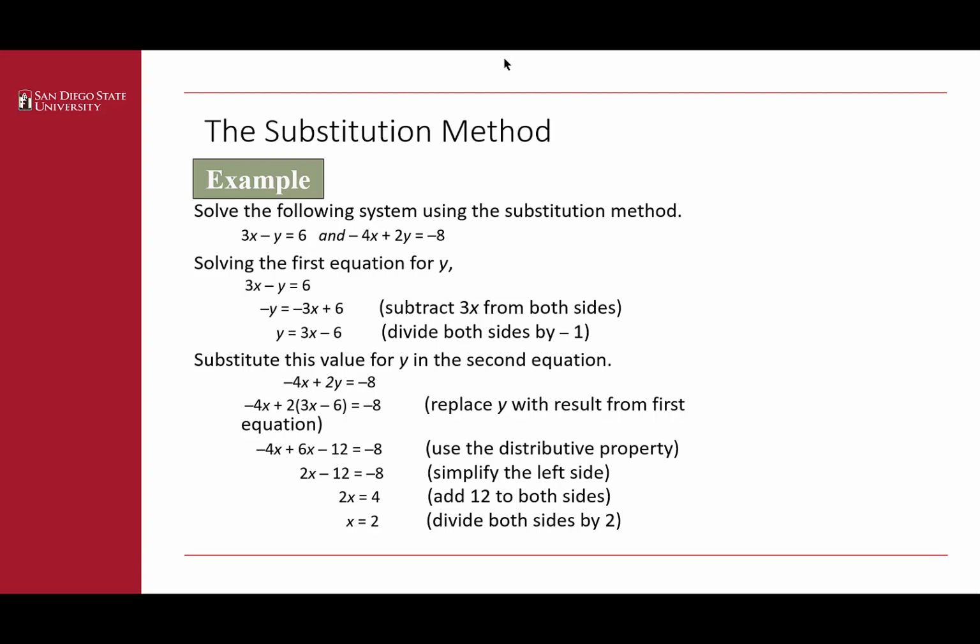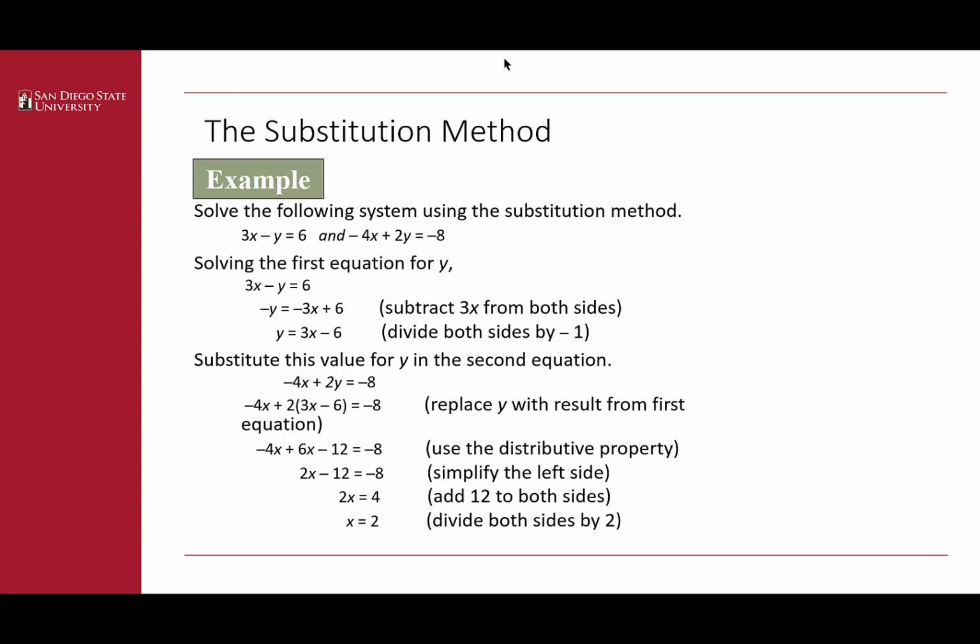Solving the first equation for y, if we subtract 3x from both sides, we get minus y equals minus 3x plus 6. And if we multiply both sides by minus 1, we get y equals 3x minus 6. And if we substitute this value for y in the second equation, because we already have a y in the second one and we know what y is from the first one, we will get minus 4x plus 2 times 3x minus 6 equals minus 8. So we replaced y with the result from the first equation.